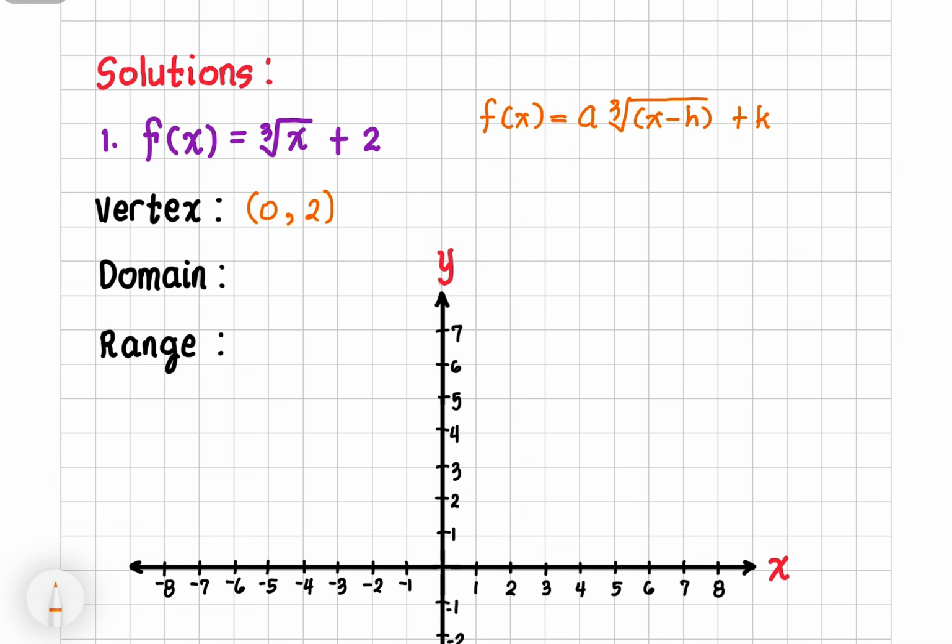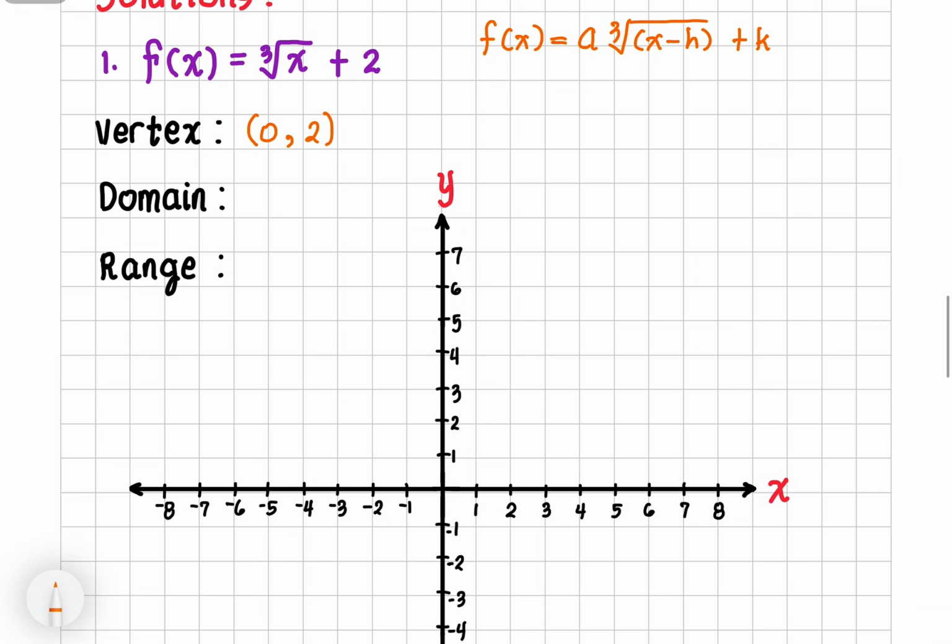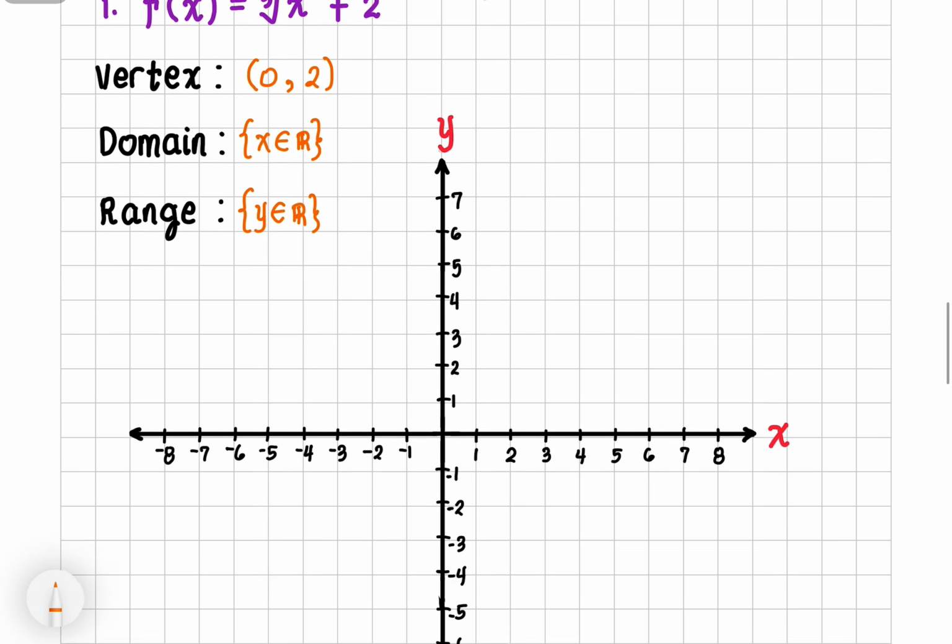Always. Okay? So, like I said earlier, our domain and range, since we have no restriction, we can write that. X is an element of all real numbers. Likewise, the same goes for our range. Y is an element of all real numbers. Okay? So, that's the symbol for the real numbers.